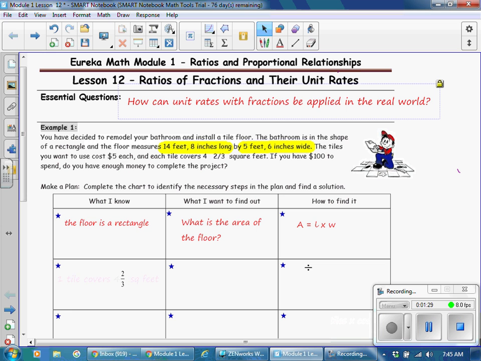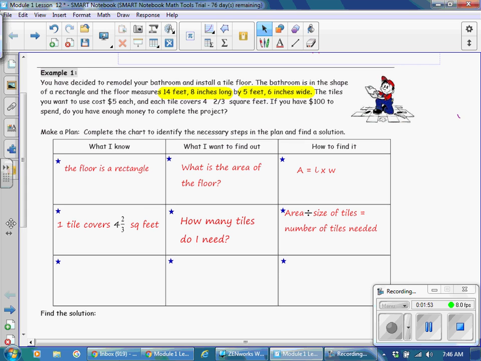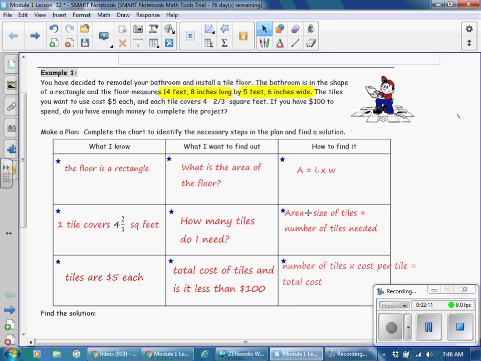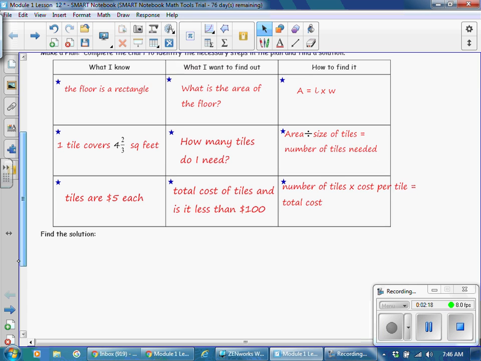Next, let's take a look at the tiles. We know that one tile covers 4 2/3 square feet from the description. We want to find out how many tiles we need, and how we find that out is that the area of the floor divided by the size of the tiles will give us the number of tiles that we need. Finally, figuring the cost. What I know is that the tiles are $5 each. What I want to find out is the total cost of the tiles and if it is less than $100. How do we find that out? The number of the tiles times the cost per tile will give us the total cost. So let's implement our plan and solve this problem.